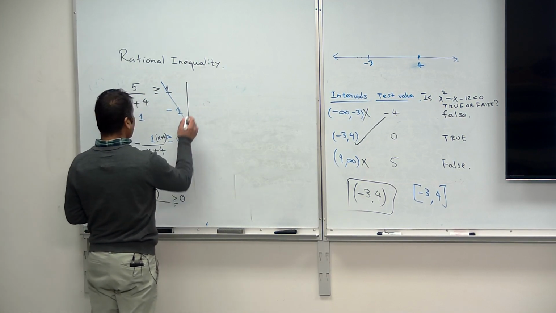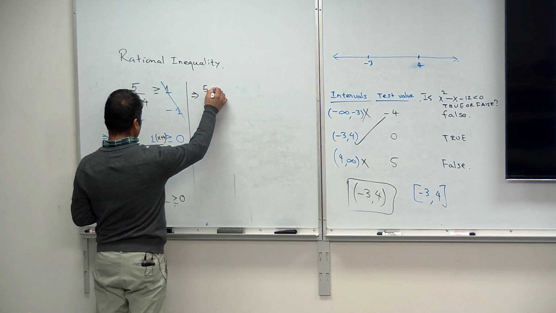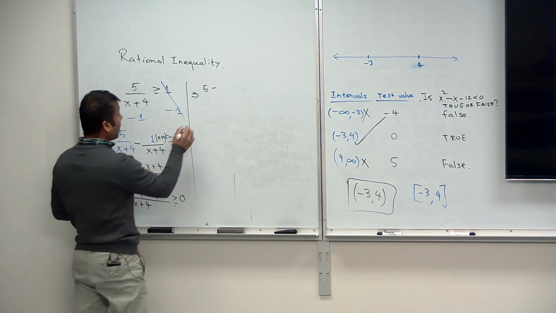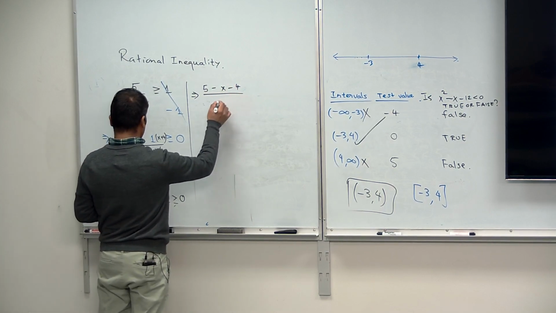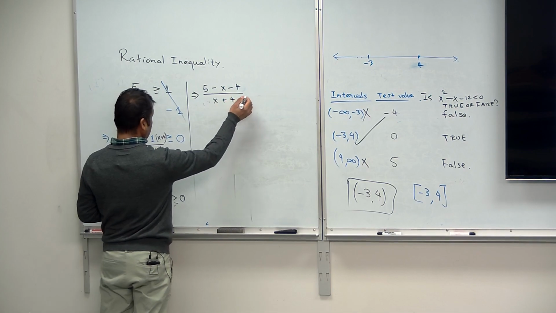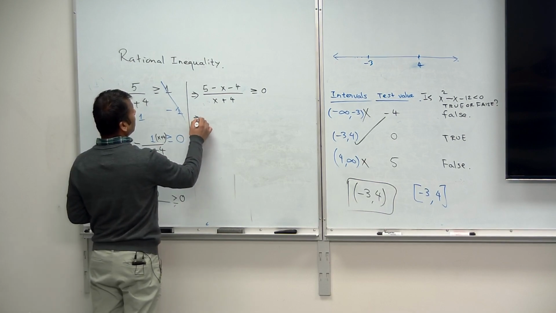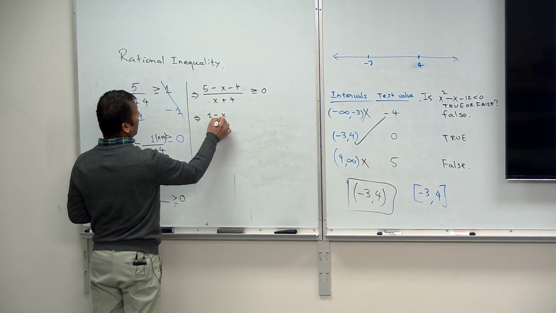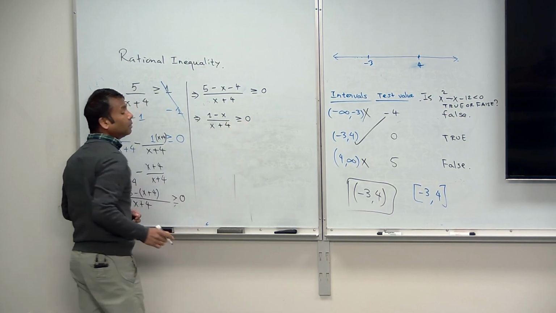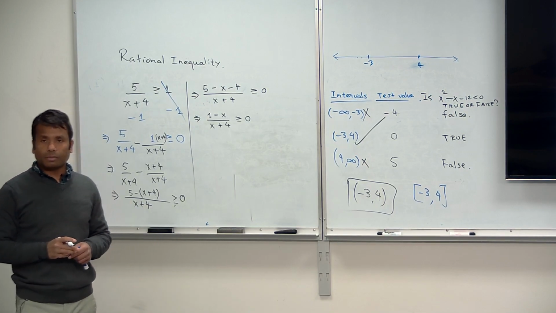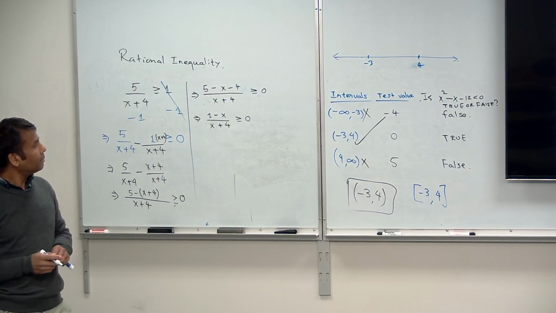So now you simplify this. So this is 5 minus, you distribute this negative. So negative x, and negative times positive is negative 4 over x plus 4 is greater or equal to 0. So this will be 5 minus 4 is 1 minus x over x plus 4 is greater or equal to 0. Does that make sense? You see that?